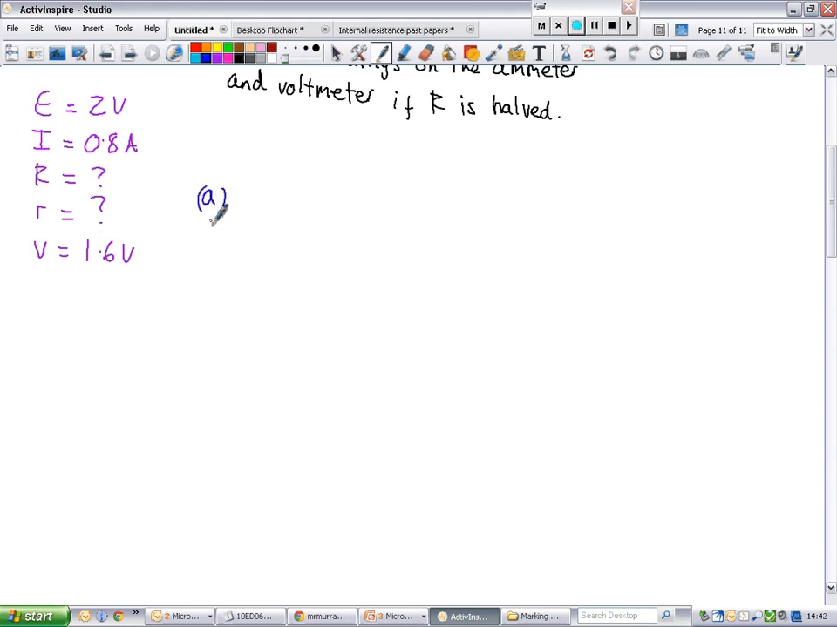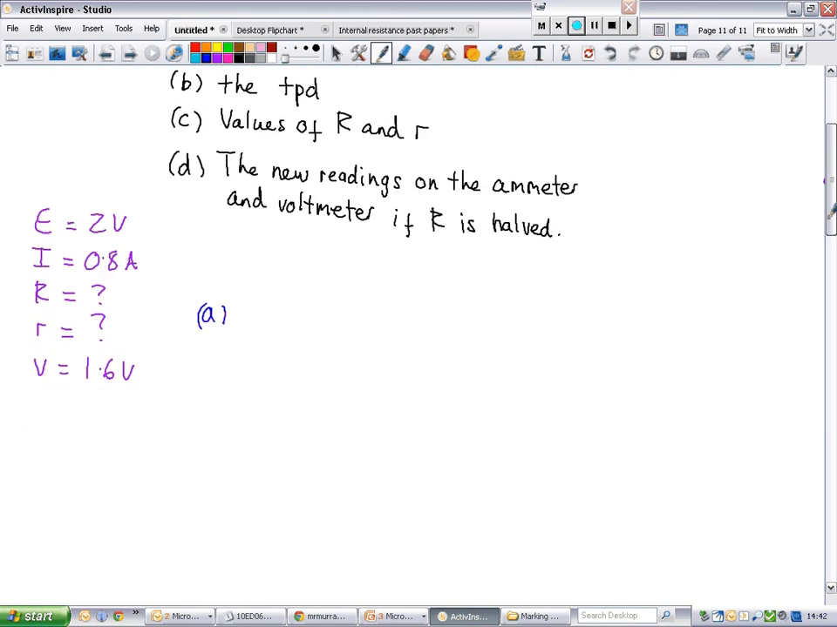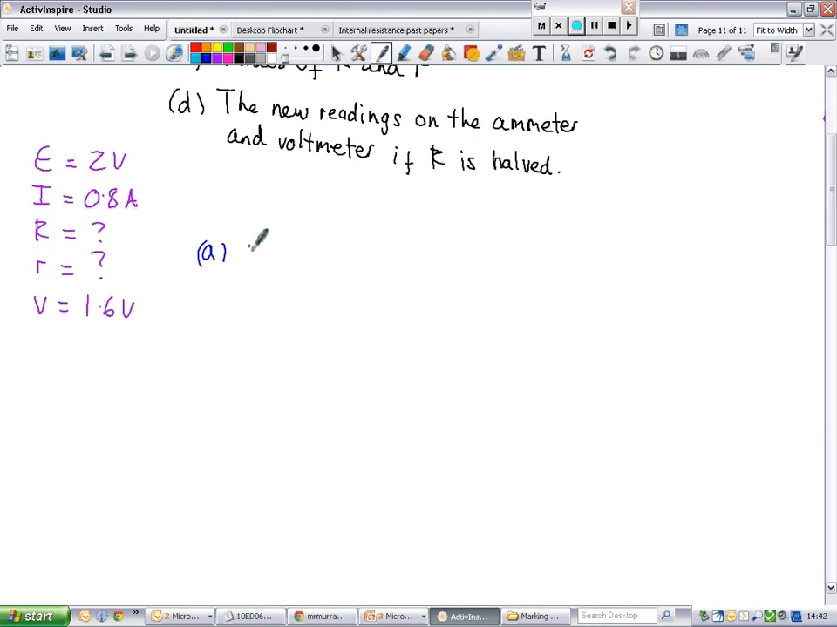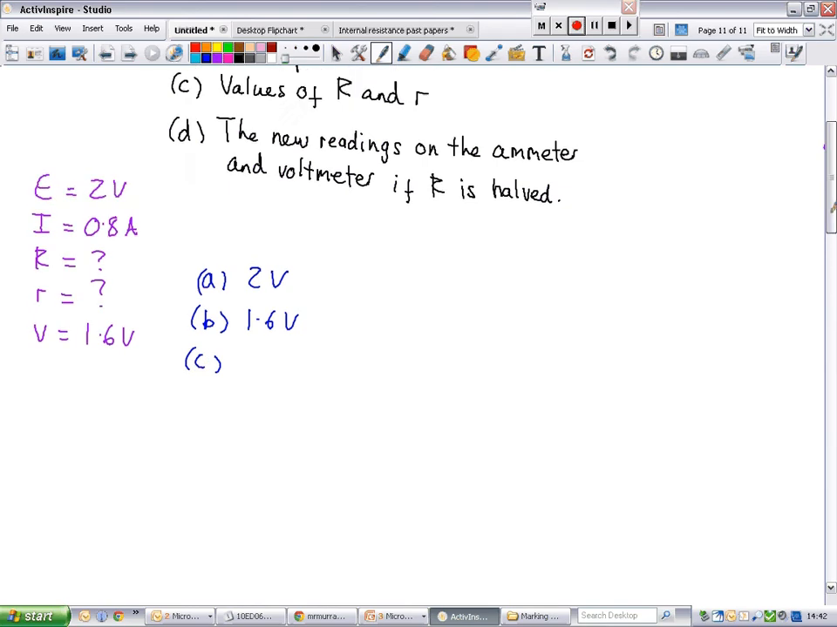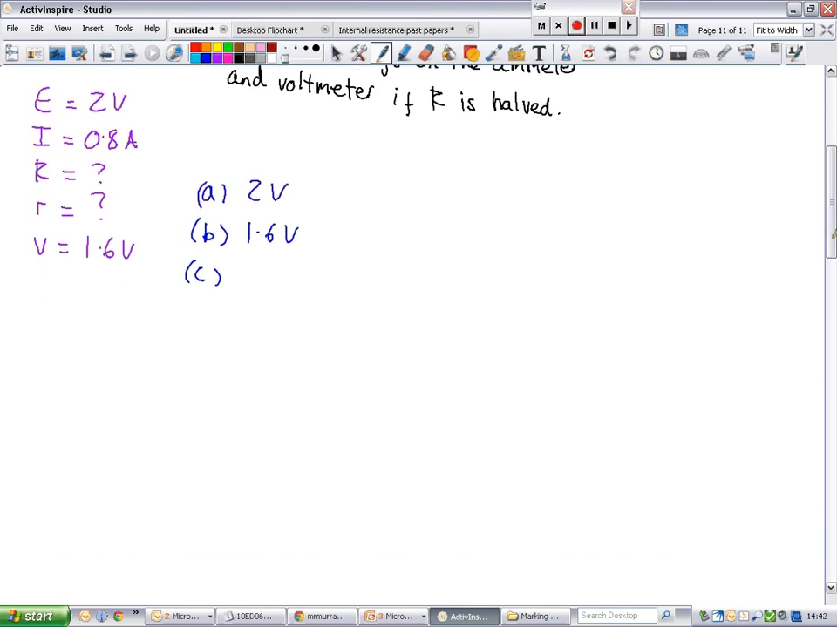So part A, the question is, what is the EMF? And then part B, what is the TPD? So we've already figured that out. The EMF is 2 volts and the TPD is 1.6 volts. Therefore, in that case, the lost volts is 0.4. Part C, calculate values of R, big R and small r.